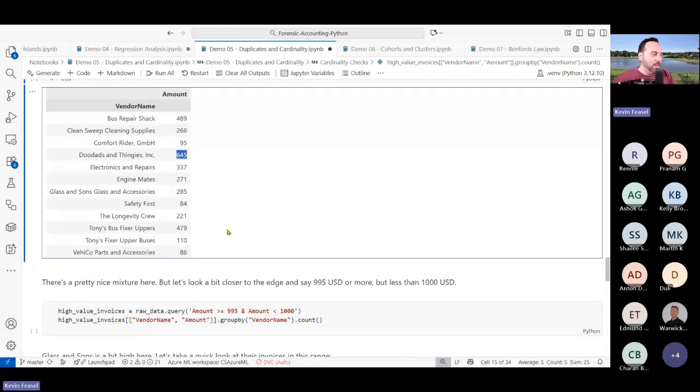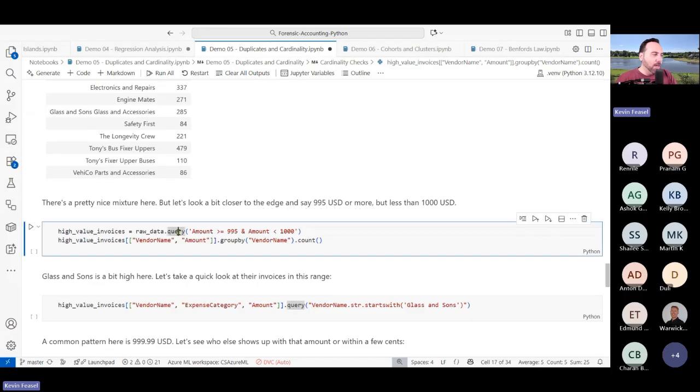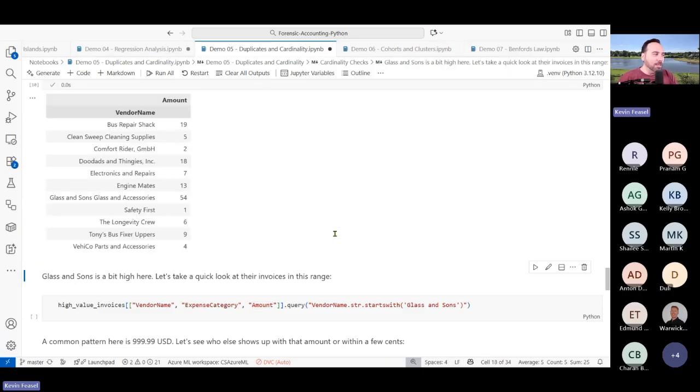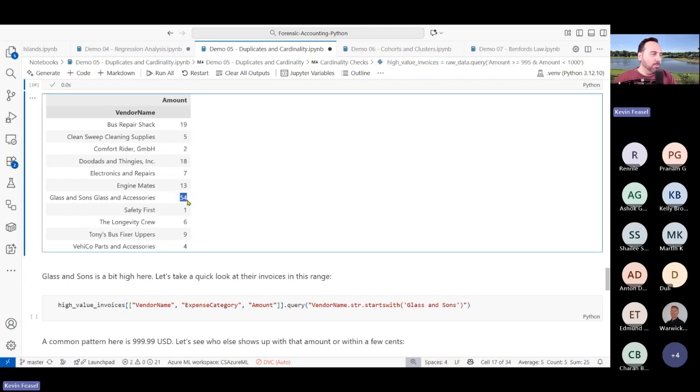This particular company is 645, but they might have some fairly expensive invoices. They may be working on some engine work or something that's a little bit more expensive on average. So let's look instead at $995. If you're at $995 and just below $1,000, it's a little bit weirder. We do see this particular company. We saw them before in the regression. So they have 54 items that are just under $1,000.